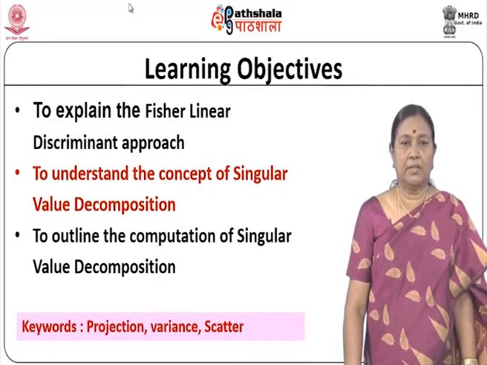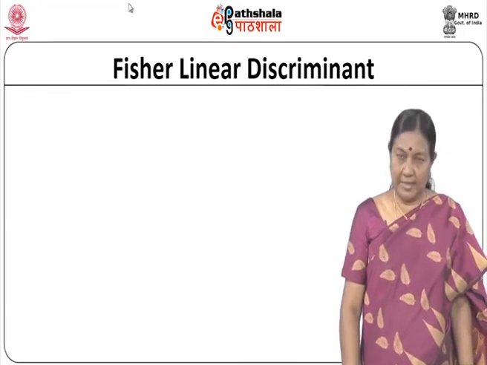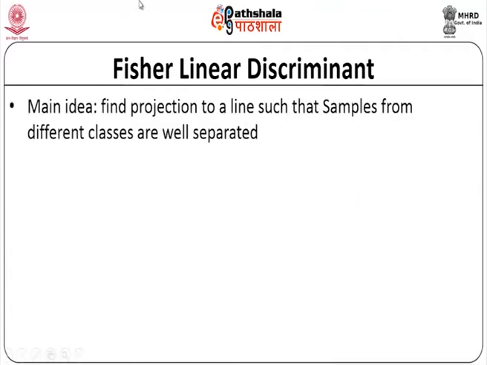Now let us go to the first method in this module, which is Fisher linear discriminant. Here we want to project onto a line such that the samples from different classes are well separated. Remember, in principal component analysis we did not look at classes, we just looked at the data and chose the projection line to be the line of maximum variance. So, we did not think about classification there.